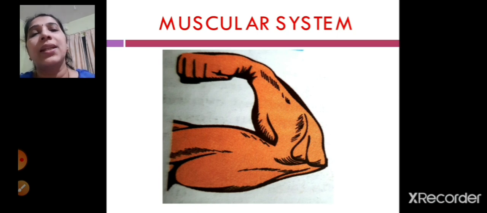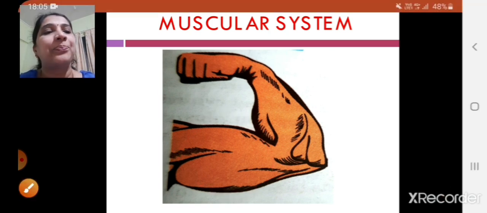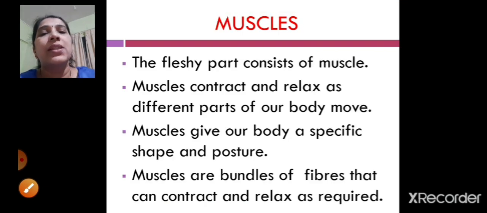So when you take the dumbbells up, the upper arm is getting contracted, and when you take the dumbbells down, the muscles are relaxing, right? So the hardness, or the tightening which you see in the upper arm, that is called your muscles. So you can see these are called your muscles. So we'll see now what is the muscle. So the fleshy part consists of muscle.